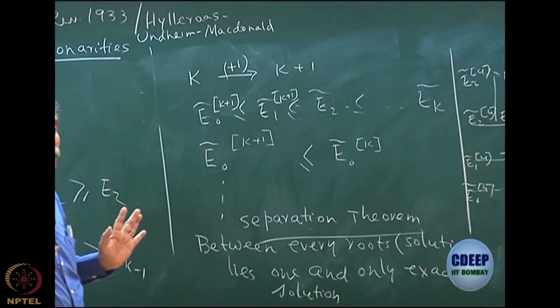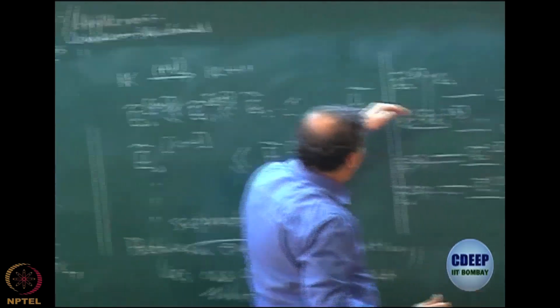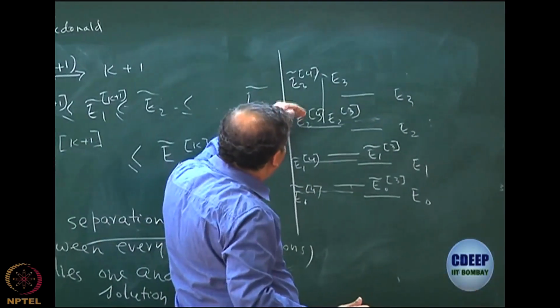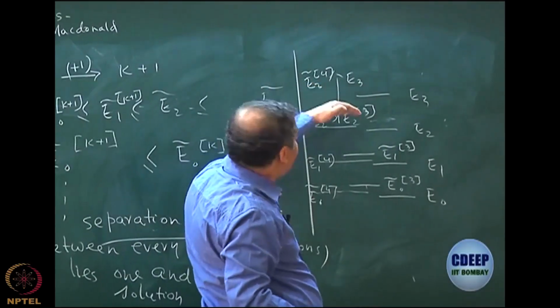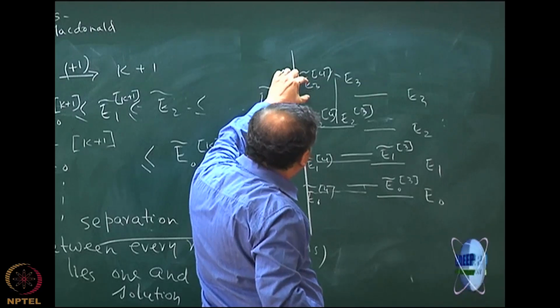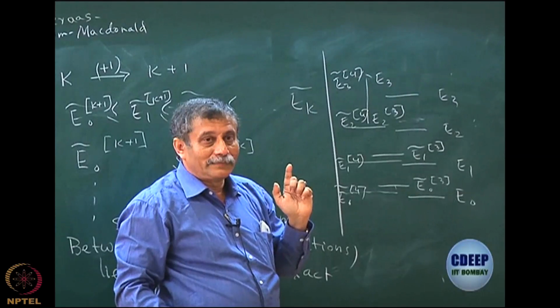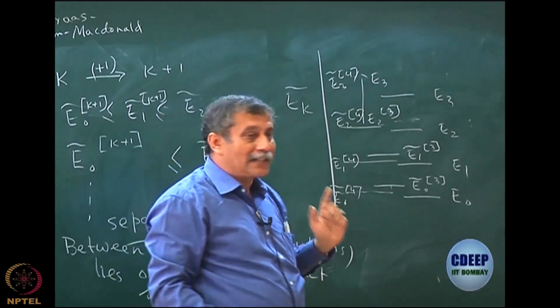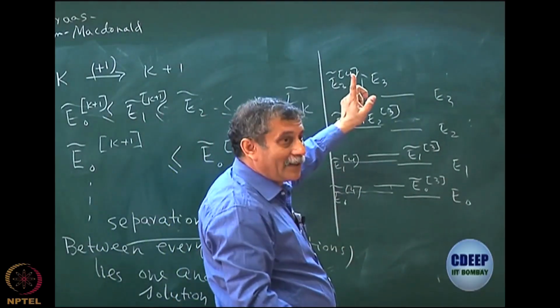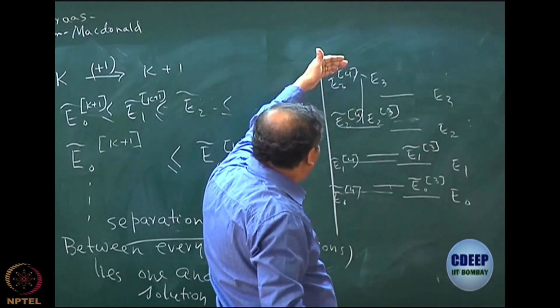This statement is beautiful actually. It now means that when I do 4, E2 tilde 4 cannot be here. Initially I said E2 tilde 3 can be anywhere. It cannot be here because between these two roots there must lie one root, right? So once I do that, the last one can be anywhere, but the moment I put another solution, that one will come down.